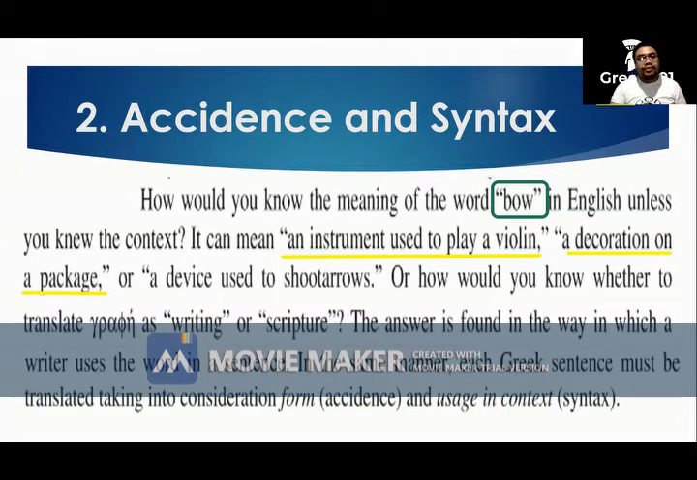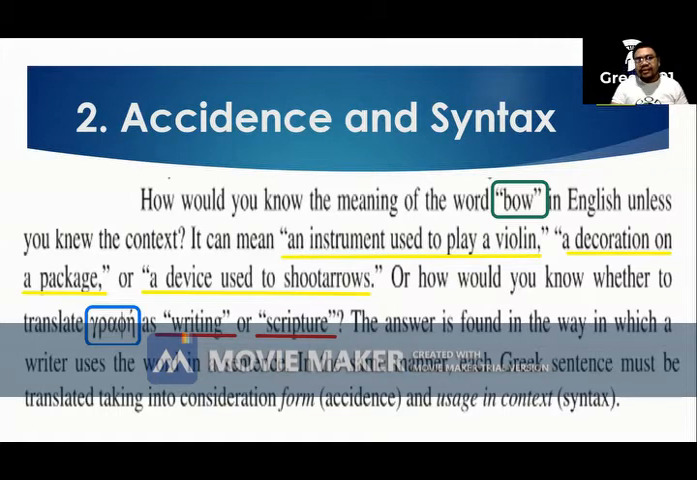And finally, it could also mean a device used to shoot arrows. So you have the bow and the arrow. Or how do you know the word or translate the word graphe in Greek? It could either mean writing or scripture. So the answer is found in the way in which the writer uses the word in a sentence. In the same manner, each Greek sentence must be translated taking into consideration the form, that is the accidents, and usage, that is the syntax.